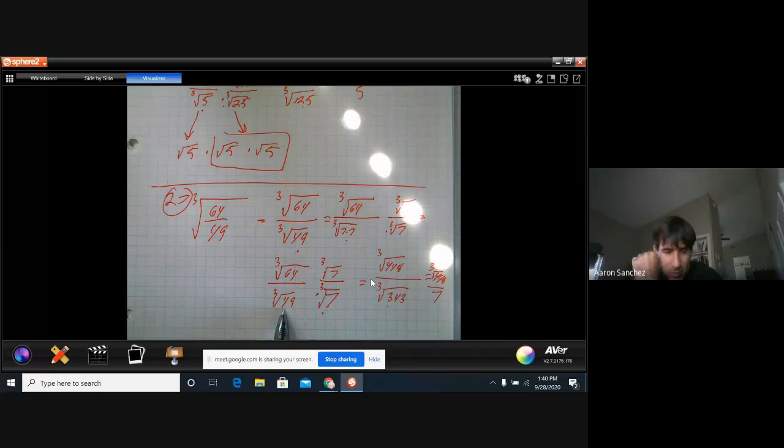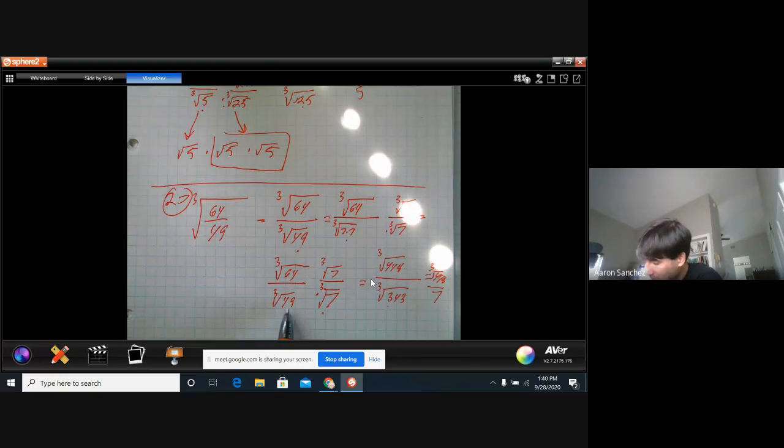So how many times do I have to multiply 7 by itself to get a perfect cube? 3. Yes. So this is 7 times 7, right? Yeah. That's 2 sevens. So to make it a perfect cube, what do I need? You have to multiply it by 7 again. Yes. Oh, okay. And that'll give me my perfect cube, 343.